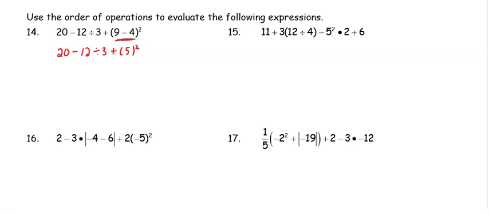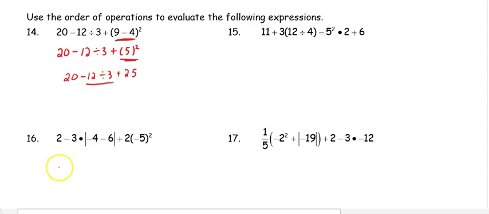So now the next thing after P is E, which is exponents. So we have 5 squared. So we have 20 minus 12 divided by 3 plus 25. Next is any multiplication and division, which we have one division. Negative 12 divided by 3 is negative 4. So we have 20 minus 4 plus 25.